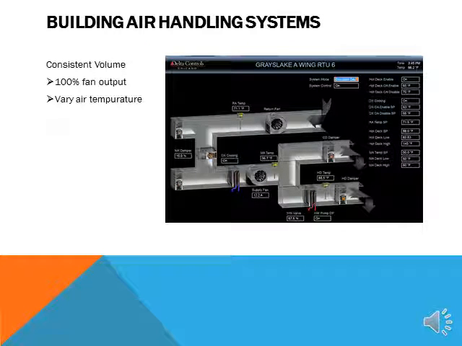Building air handling systems, constant volume. A constant volume system has 100% fan output, meaning the fan runs at a constant speed, which is all out all the time. How it maintains building temperature is by varying the air temperature. It can use free cooling, it can use a cooling system, and it can use a heating system to attain that.